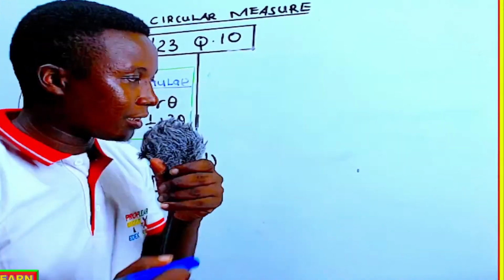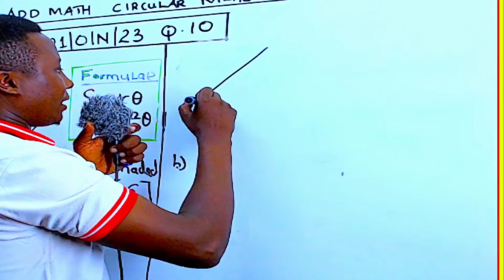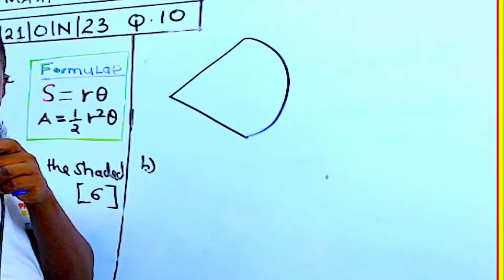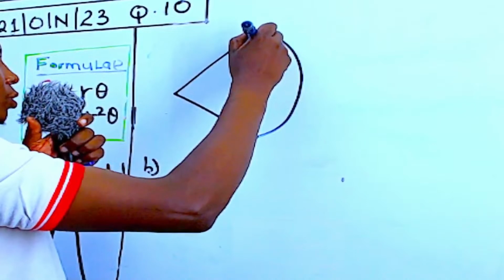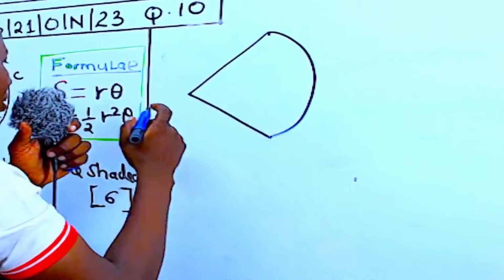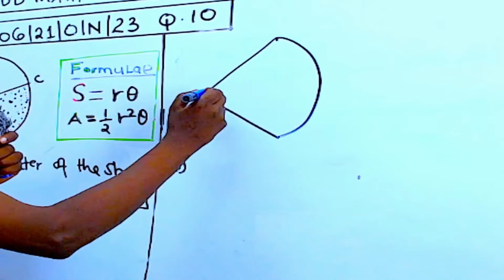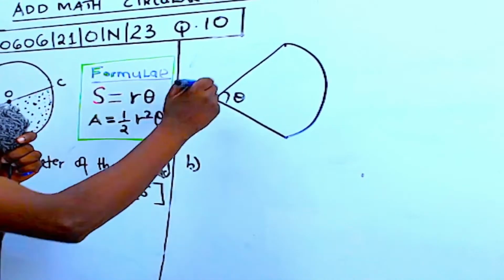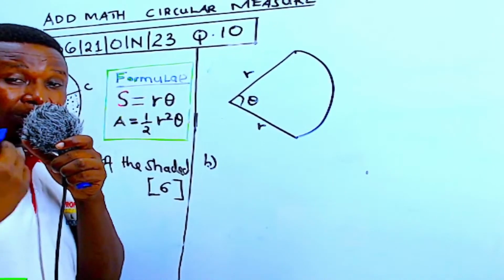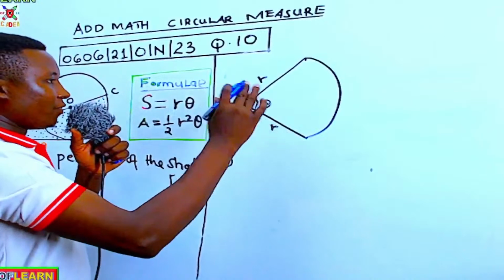Now, for instance, suppose you are given a question where a sector is given like this. This is a very common question that you're going to find. If you want to work out the area of this sector, you are going to apply this formula, area of the sector, whereby this angle is theta, and this represents the radius, and this represents the radius. So that's something that you need to remember. At any given point, you are given the area of a sector like this.